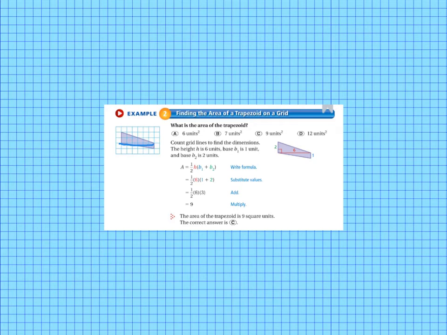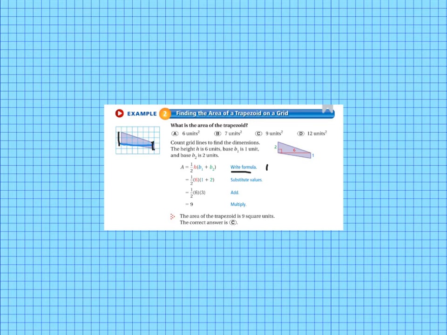And base 1 is from the top. I'm going to change colors here so you can see what we're doing. So we're counting from right here to right here. So that's 1 space. And the base 2 is from this top corner down to the next one. So that's 2 spaces. So we write the formula.